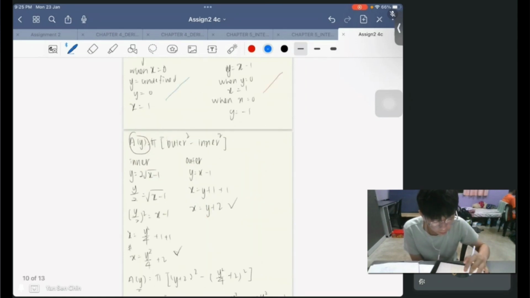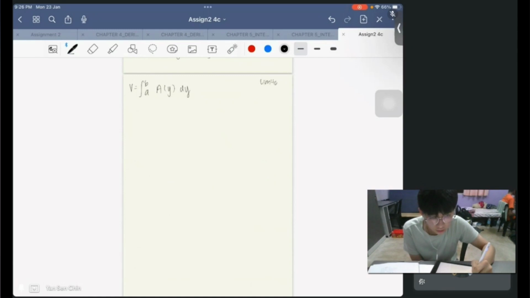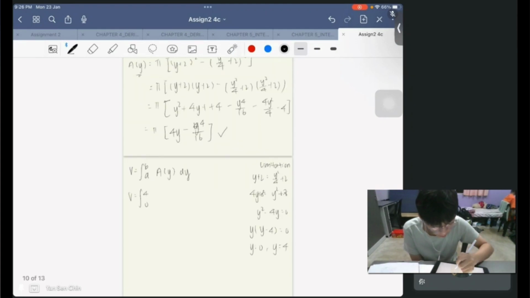So now we have to start to do it inside here. Where now we're finding for the limitation first. The limitation is y plus 2 equal to y squared over 4 plus 2. It becomes y squared over 4 minus y equal to 0, y equal to 0, y equal to 4. So we get the limits of the integral, from 0 to 4. So we substitute A(y) inside it, the integral of 4y minus y squared over 16 dy.